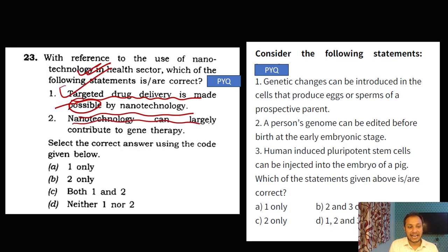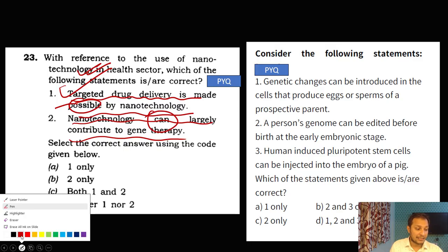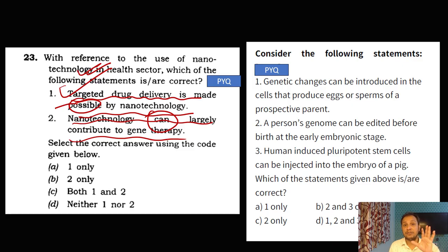Second, nanotechnology can largely contribute to gene therapy. Here can again is used. Can and possible, these two terms. Many people were demanding, sir, please give us terms which we have to look for while solving the question. So one term is what? Can. Look for this word can or possible. Whenever can and possible is there, generally those statements will be correct statements. So the answer here is 1 and 2 both.